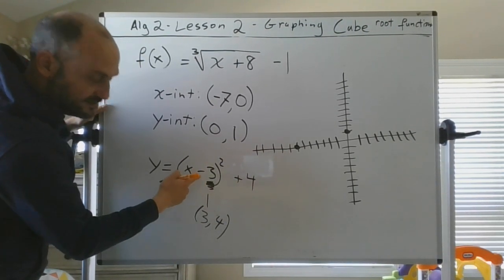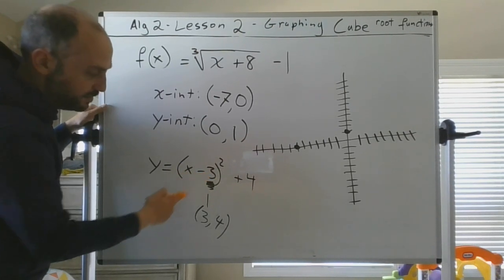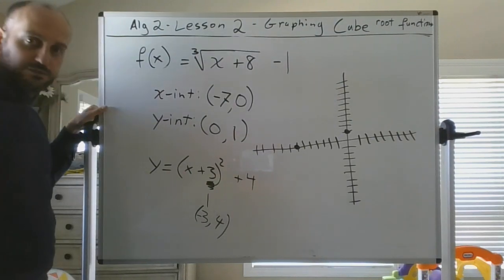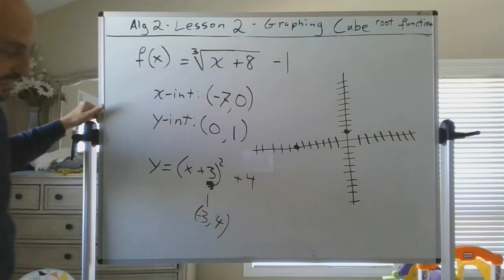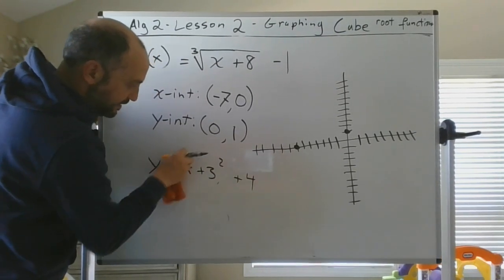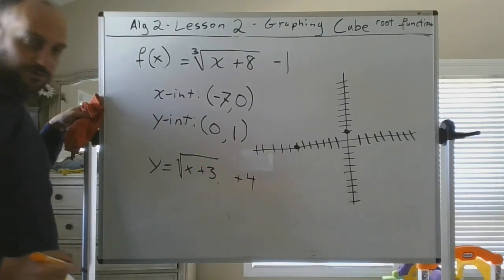So remember, h is kind of weird, it's the opposite of what you see here. So if you see a minus 3 here, it's actually going to be positive 3. Well, if this was a plus 3, we would say minus 3, comma 4. Okay, that was great. And then we used this same idea for square root graphs. Same thing.